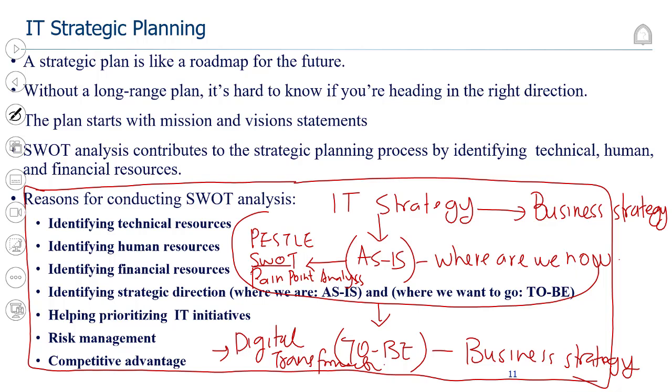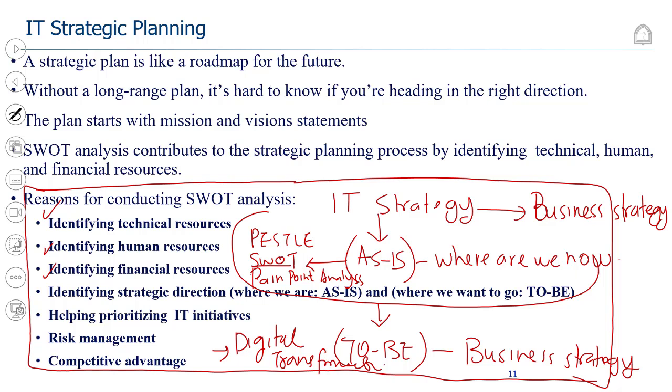And the reason why we do that is we identify the technical resources. We want to know what we have in terms of technical resources. We want to know human resources, the skills that we have within the organization. We want to know where we're standing as an organization in terms of financial resources. Do we have finances to do what we want to do?